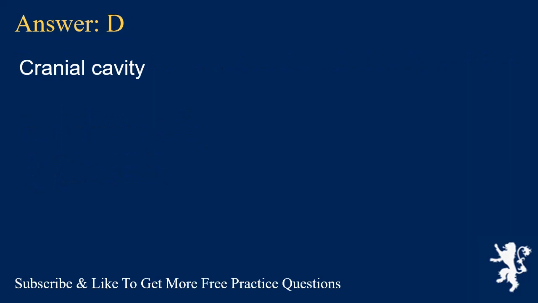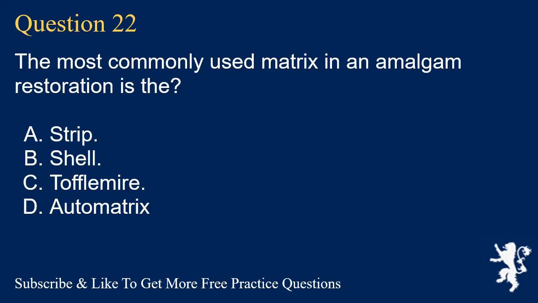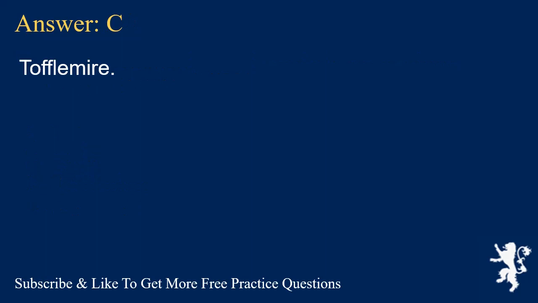Question 22. The most commonly used matrix in an amalgam restoration is the A. Strip. B. Shell. C. Toffelmeyer. D. Automatrix. Answer, C. Toffelmeyer.